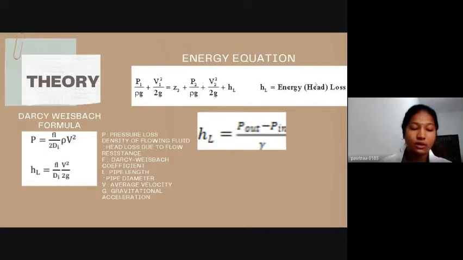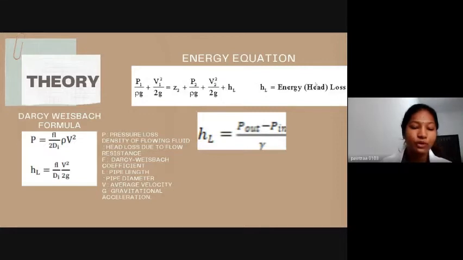By applying the energy equation to a section of straight pipe with the same diameter, the energy loss in a pipe can be determined as the following equation. If the pipe is horizontal, then Z in equals Z out. Since V in equals V out, the equation becomes HL equals P out minus P in over gamma. Based on equation 2, the head loss is directly proportional to the pressure difference. The head loss will increase when the pressure difference increases. The pressure difference between 2 points in the pipe is also due to the frictional resistance.